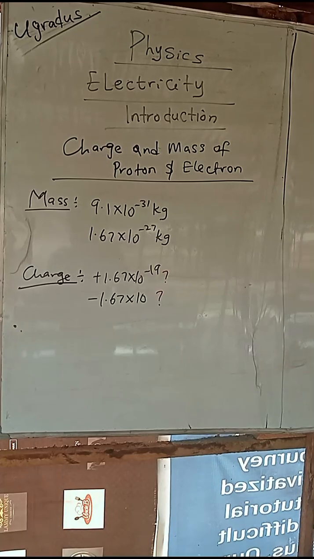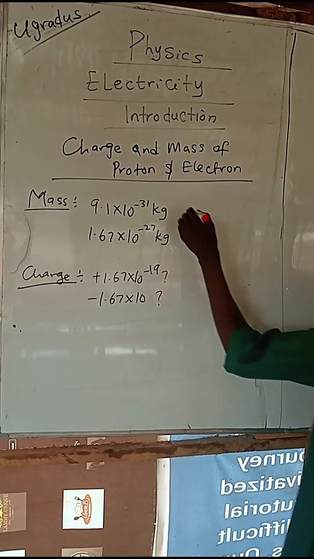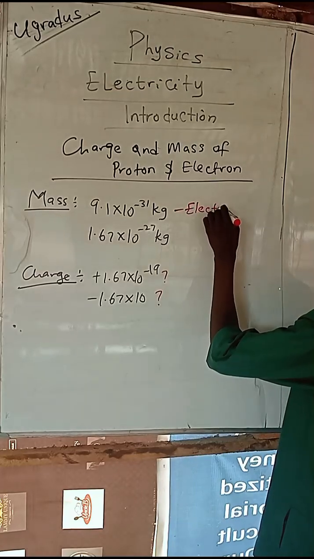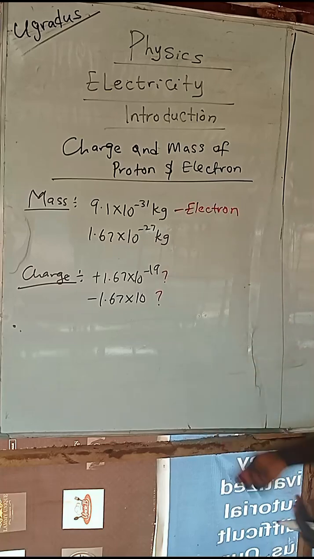I did not assign the specific particle to each of these figures, but each belongs to either the proton or the electron. I want to test your knowledge. You can pause the video and try to make a guess. But if you have made your guess, you can come back now. Let's proceed. You see that 9.1 times 10 to the power minus 31 kilogram belongs to who? Yes, of course. Don't mix it up. This one belongs to the electron. The mass of a single electron is 9.1 times 10 to the power of minus 31 kilogram. The unit of mass is, of course, kilogram.